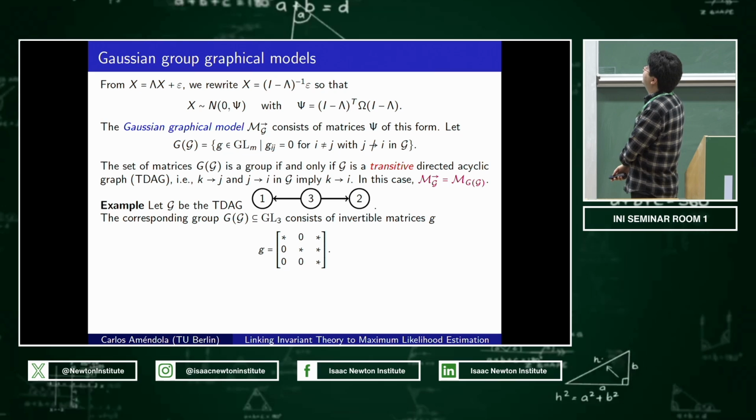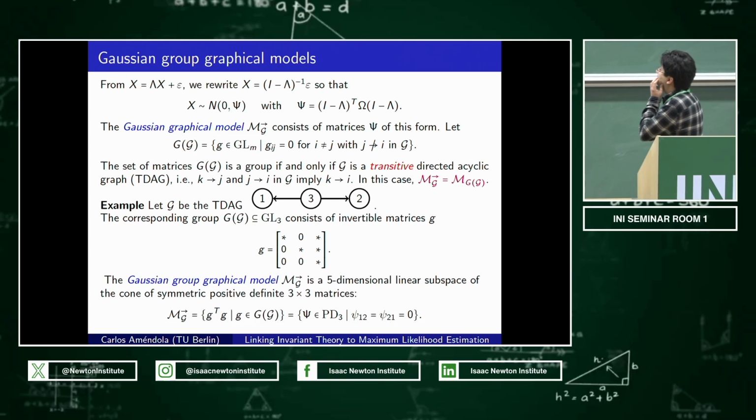So in this case, we can start saying nice things. This is one example. You can see it's a TDAG, and the group will consist of invertible matrices where there will be zeros. Here, for example, this means that there is no edge between 1 and 2, or 2 and 1. Here there is no edge between 1 and 3, so the entry (3,1) is 0. And there is no edge from 2 to 3, so the entry (3,2) is 0. One needs to be careful, these are not symmetric. And so this is the group.